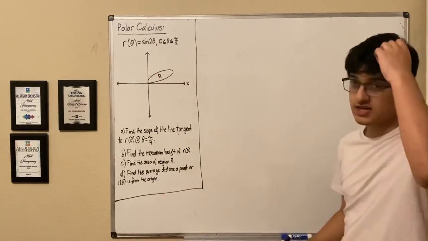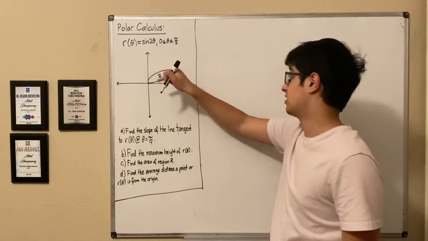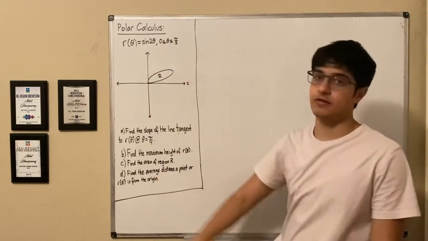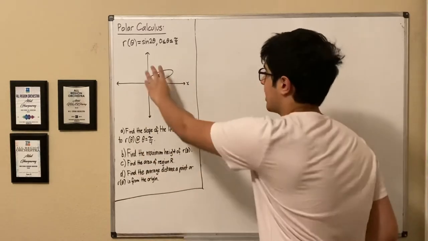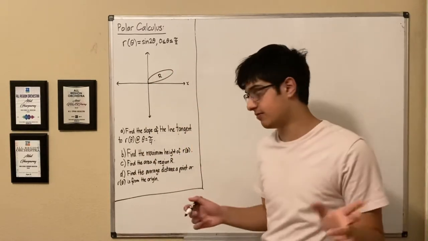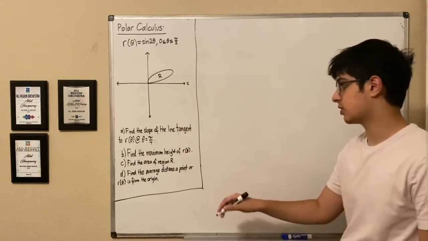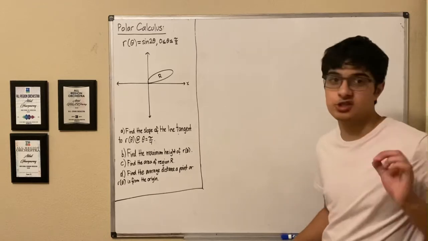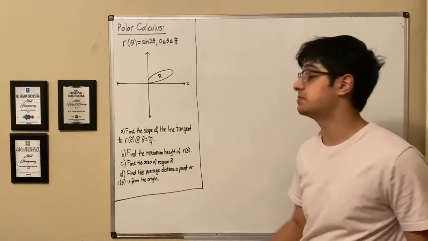So let's go ahead and take a look at this function right here. r of theta is equal to sine of 2 theta from 0 to pi over 2. This is just a domain restriction in the polar world, so we only have this one petal-like function right here. We are asked to find these four things. Let's start off with A. Find the slope of the tangent line to r of theta at theta is pi over 4.